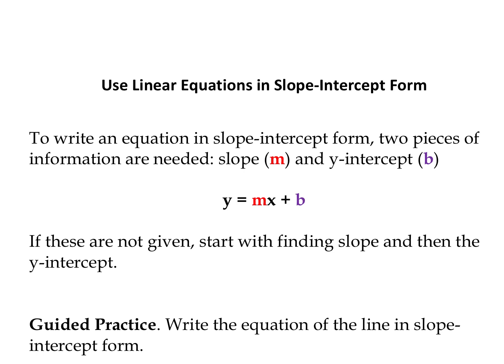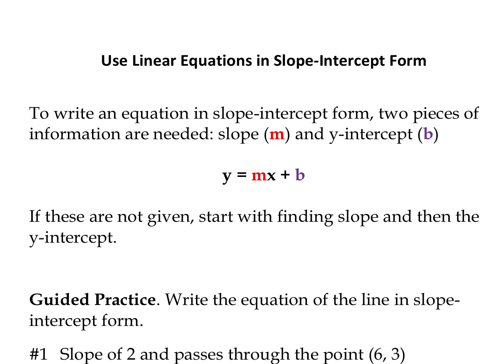So the first thing would be, do I know the slope? If I do, great. If not, calculate that. Do I know the y-intercept? If I do, great. If not, I need to find out what it is. So we're going to see examples now where we have to find a slope, a y-intercept, and use them to write that slope-intercept form of the equation of the line.